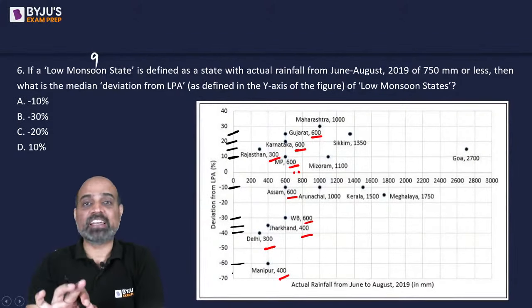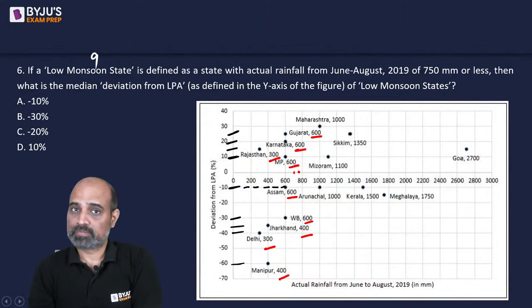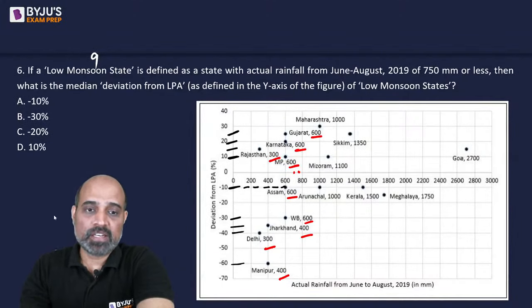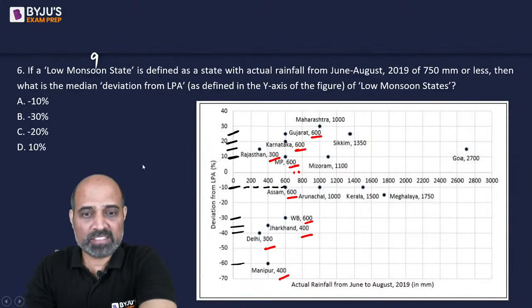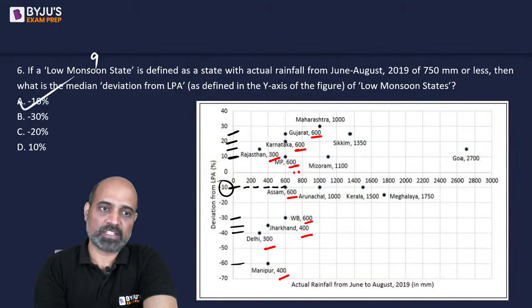इसमें से median यानी middle value कौन सी है? The middle value happens to be Assam, which is called the median, right? So can we say that the median percentage over here is -10? ये number है. So the answer is -10. Option A.